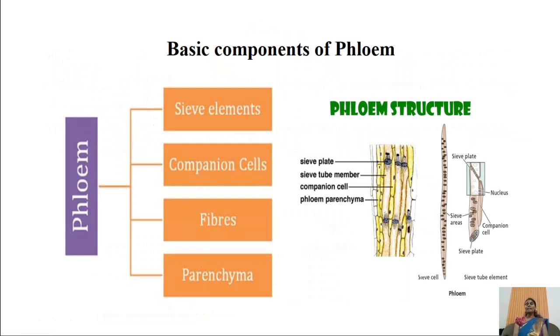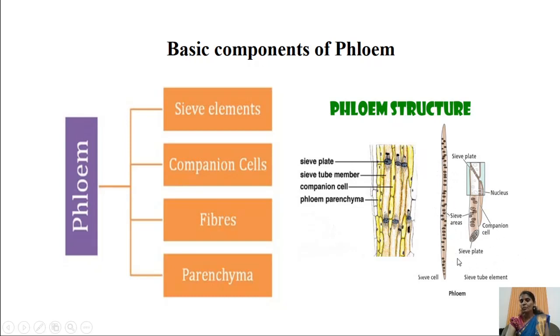Then coming to the basic components of phloem. In the last slide I told there are 4 main basic cells which together form the phloem tissue, that is sieve elements, companion cells, phloem fibers and phloem parenchyma. So in this diagram we can observe the sieve tube member, companion cells, phloem parenchyma and phloem fiber. So this is the sieve cell. It is a single elongated cell with a narrow lumen, with pits referred to as sieve areas.